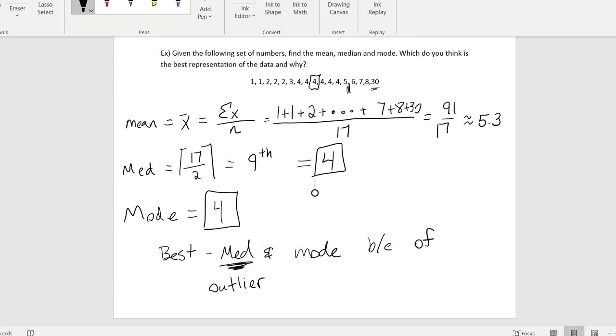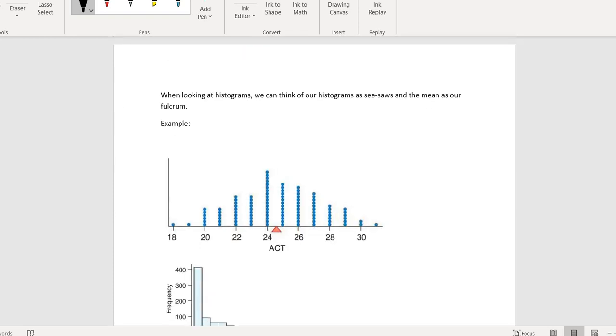Alright, now let's talk about how we can find the mean of our data if we're looking at it graphically. When we're looking at a histogram, we can think of our histogram as kind of like a seesaw. A seesaw is an old toy where people used to balance like this and go up and down. Our mean is going to be the fulcrum, or the thing that balances it out. If we look at this data, it's pretty symmetric.